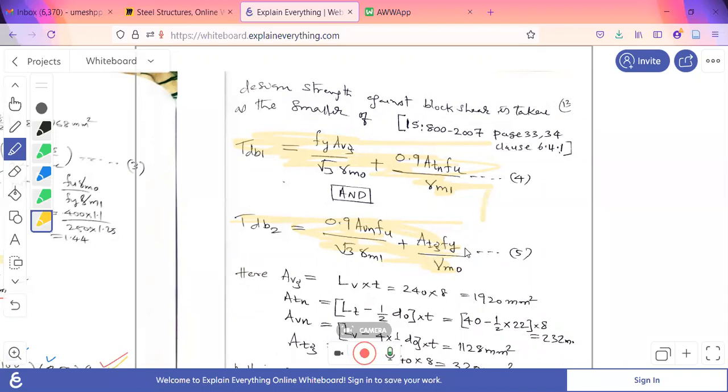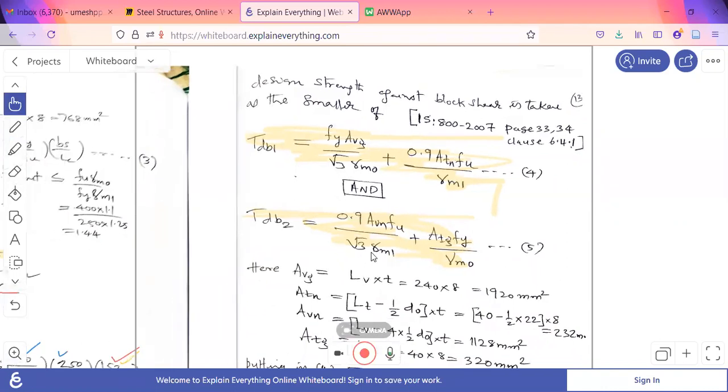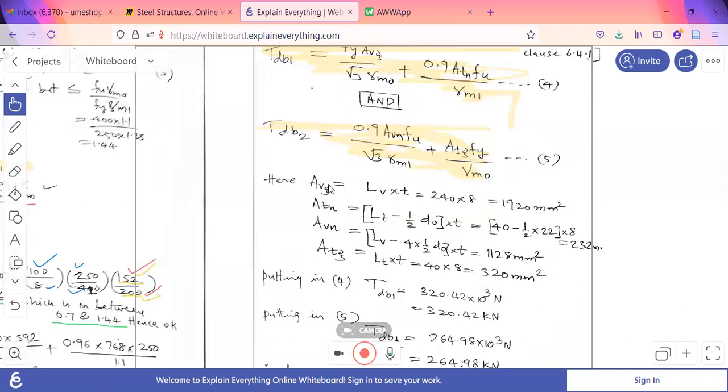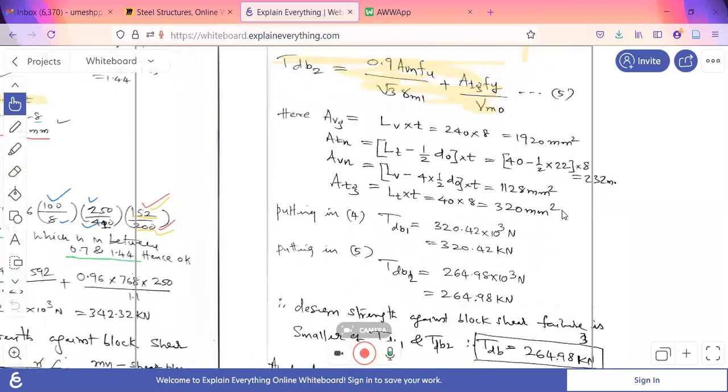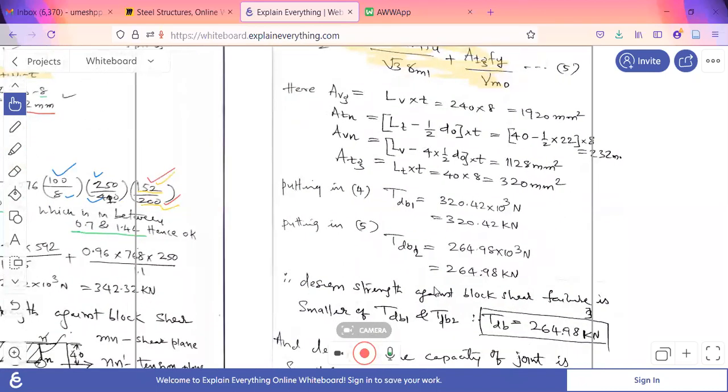So you go through this one. I will upload the YouTube video wherein I have taken one full hour for block shear only. Once again, go back and watch that particular half an hour, and you will be able to solve this problem again. I have calculated all separately: Avg, Atn, Avn, Atg. All these have been calculated here. I have substituted the values. I got TDB1, TDB2. Smallest is TDB2.